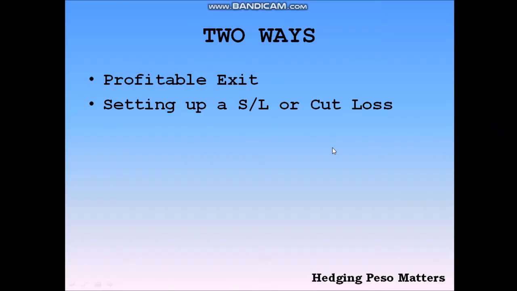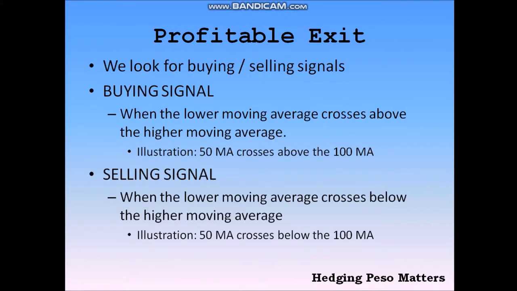Now, dun naman tayo sa isa, sa profitable exit. Now, sa profitable exit, we look for buying and selling signals. So, buying signal, when the lower moving average crosses above the higher moving average, yan po ang buying signal natin. So, ano tong buying signal na to? Illustration natin. Kunwari, the 50 moving average crosses above the 100 moving average. Yan po, signal to buy.